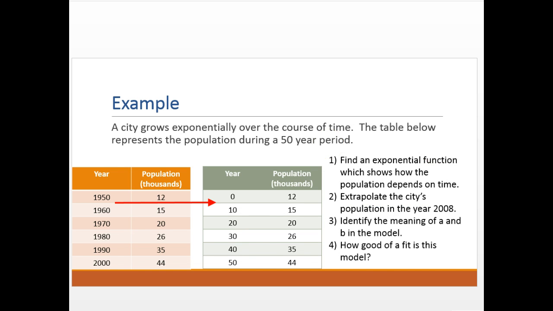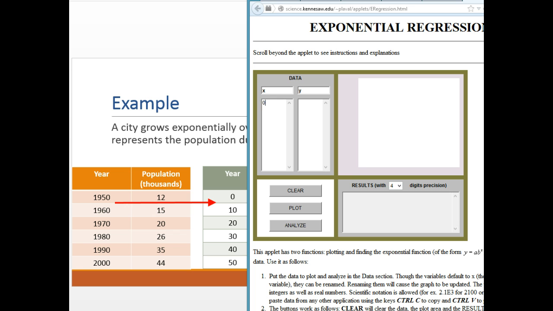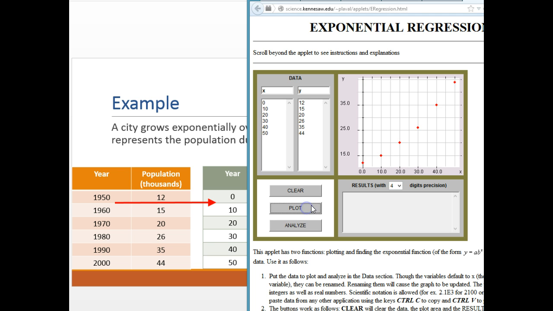Let's look back at our data. Our x values are 0, 10, 20, 30, 40, and 50. And our y values are 12, 15, 20, 26, 35, and 44. When we plot this, it kind of looks quadratic, but typically when you're dealing with growth, such as growth in cities, or decay or shrinking in populations, those are always exponential graphs, not quadratics.